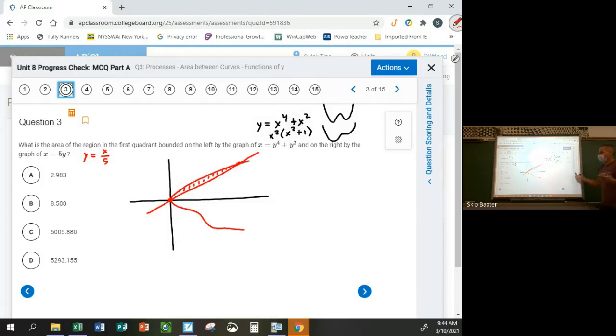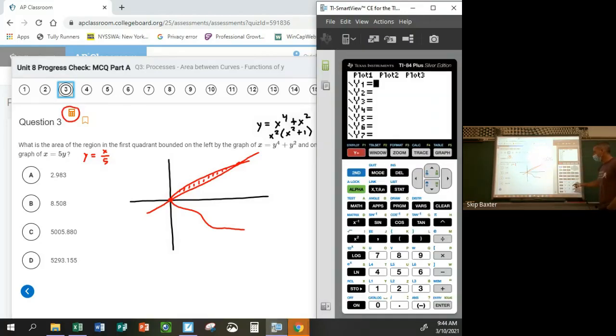The next thing we need is points of intersection. So you can do it algebraically sometimes, but it doesn't look like that's going to be possible here. So how do you find points of intersection here? Yeah, this is a calculator question, right? So that's what I'm going to do. I'm just going to set x to the fourth plus x squared, and then I'm going to set that equal to 5x and see if I can get a solution.